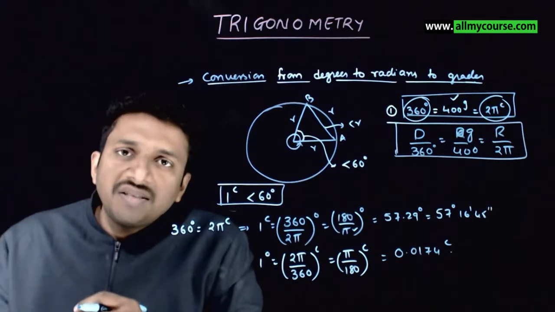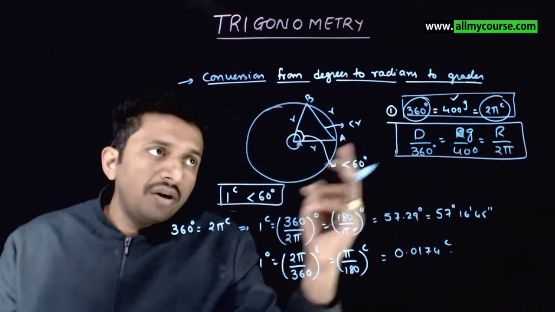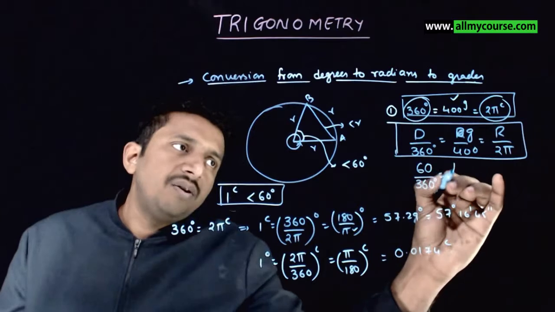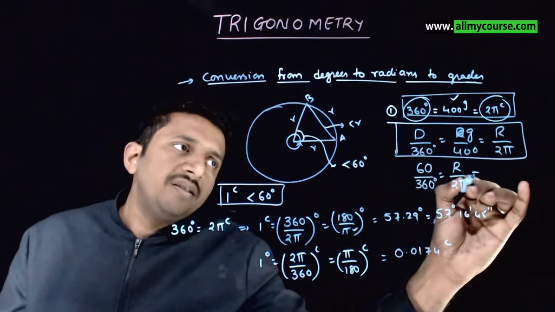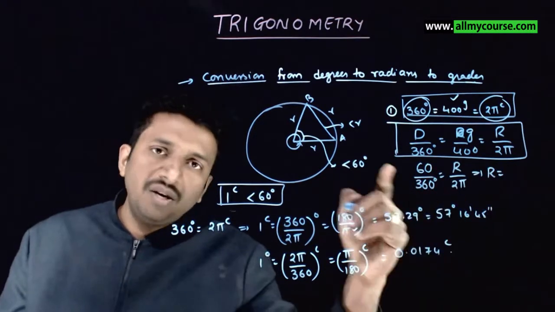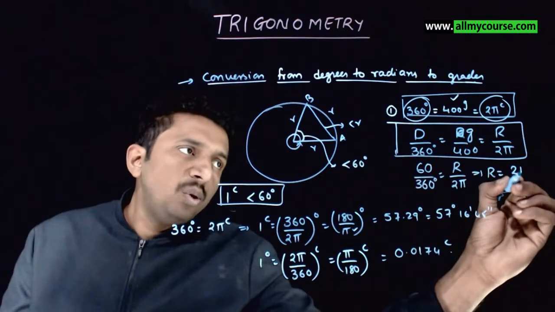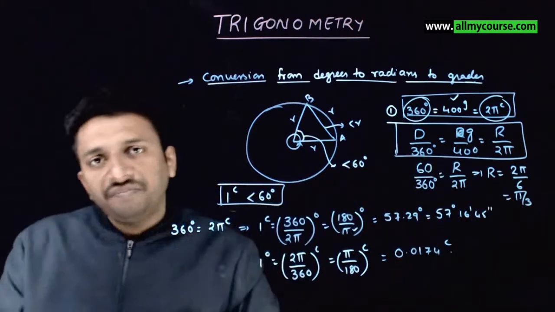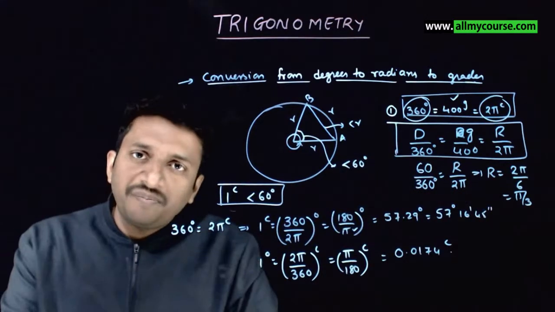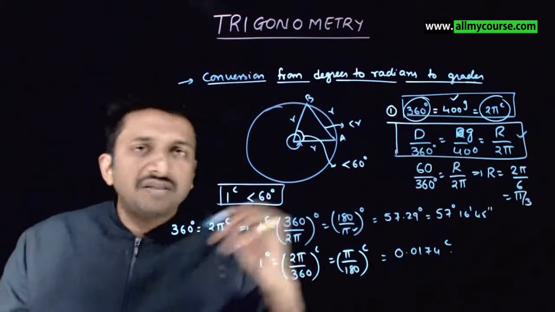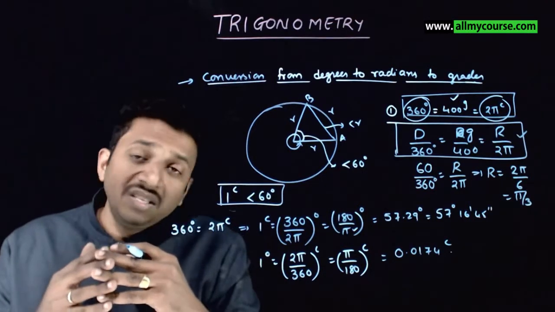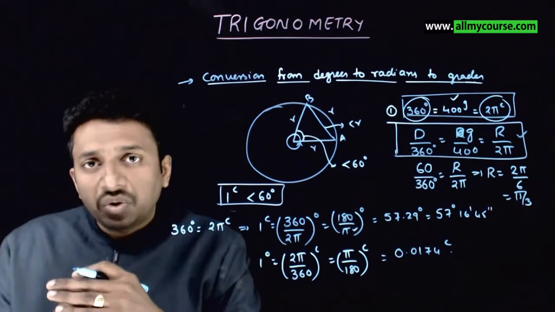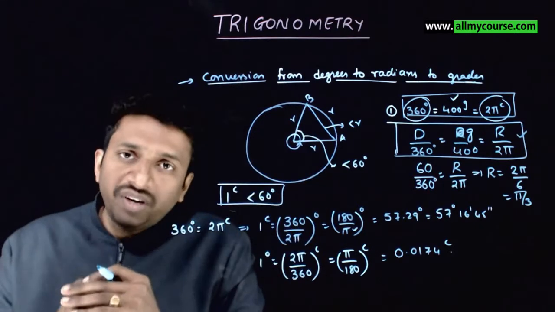If I ask you how much is 60 degrees in radians, what you need to do is 60 degrees by 360 degrees is equal to radians by 2 pi. This implies the number of radians is 2 pi into 60 by 360, which is 1 by 6, that is equal to pi by 3. So the number of radians is pi by 3. If you remember this, d by 360 is equal to g by 400 is equal to r by 2 pi, you know everything about the conversions of degrees to radians.